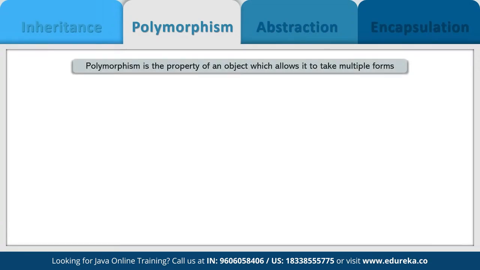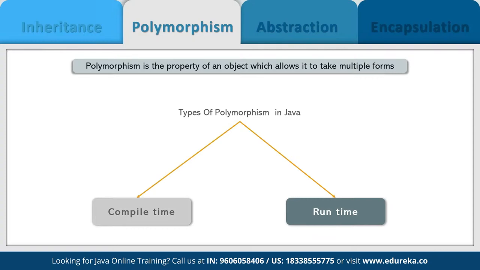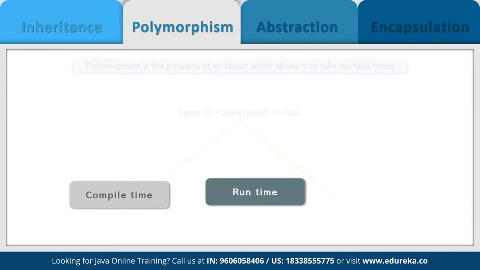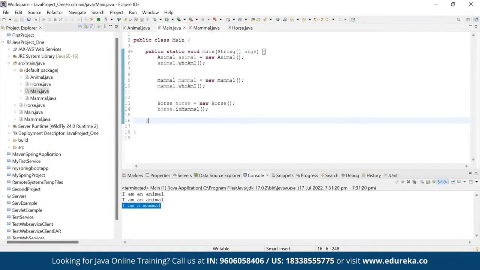Let us move on to what is polymorphism. What is poly? Poly is many, right? Morph. What is morph? Can behave. Amorphous, we'll say, right? What is amorphous? So it can change into multiple forms. The literal meaning of polymorphism is that it can change into multiple forms. So same is the thing here. Polymorphism is a property of an object which allows it to take multiple forms. Okay. There are two types of polymorphism. One is compile time polymorphism and the other one is runtime polymorphism. Okay. So we'll see programmatically what polymorphism is.